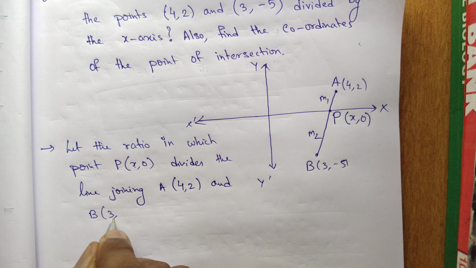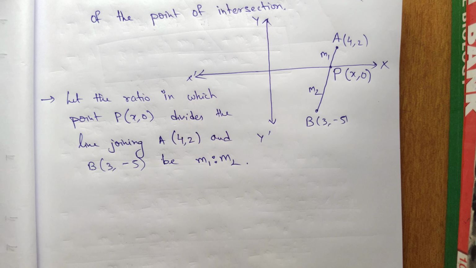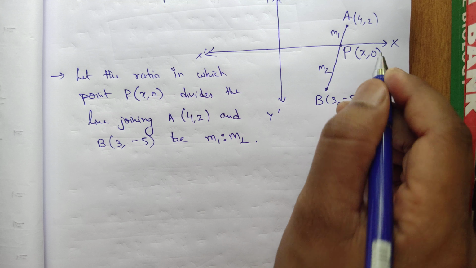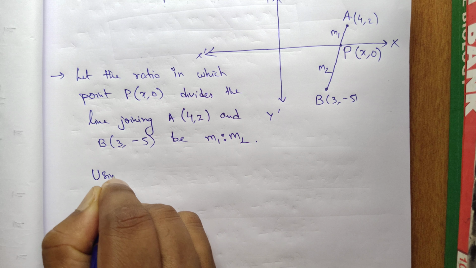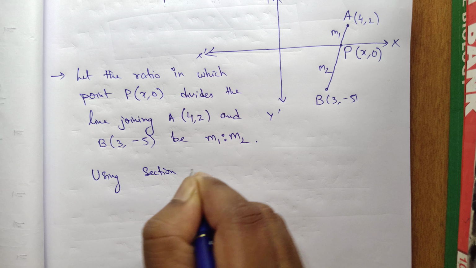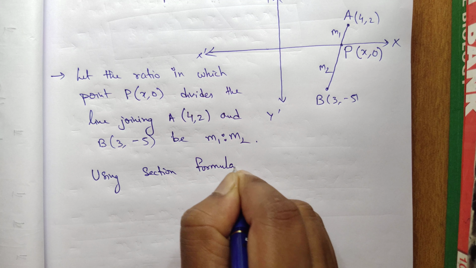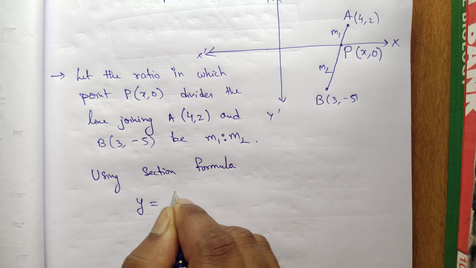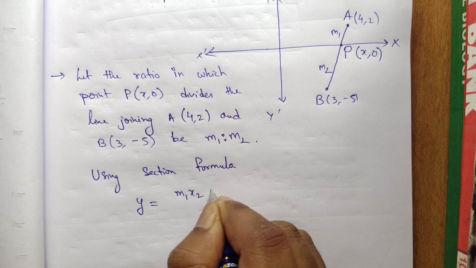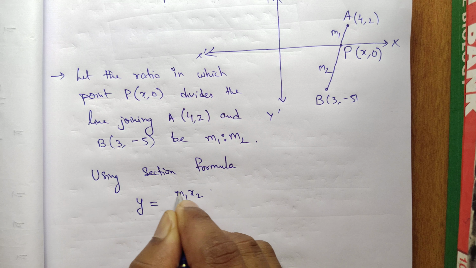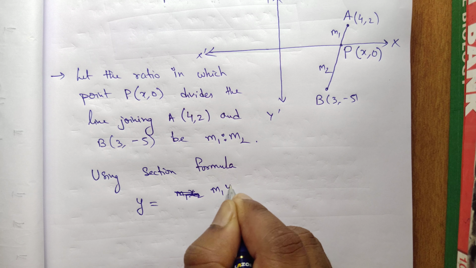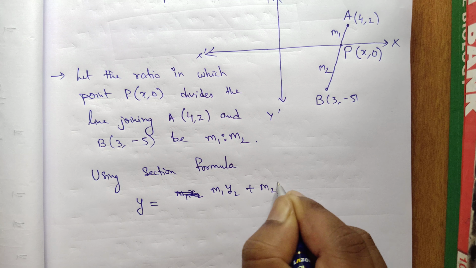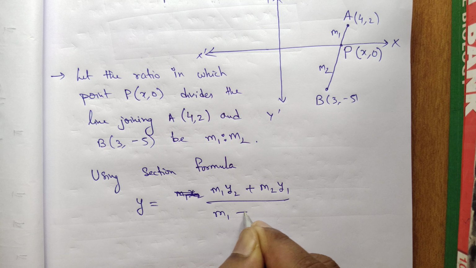Okay, so here you see we have the y coordinate of P and that is 0, we know that. So now we will be using the section formula, and we will use the formula for the y coordinate of P. So using the section formula, we can write y is equal to (m1 y2 plus m2 y1) by (m1 plus m2), since we are using y.